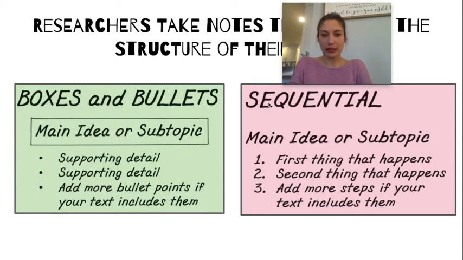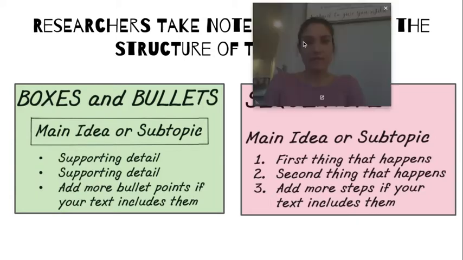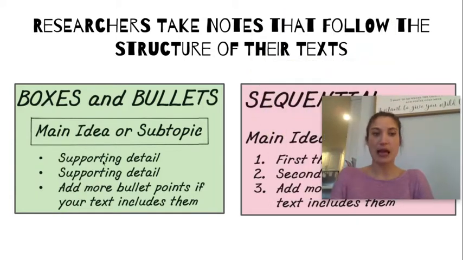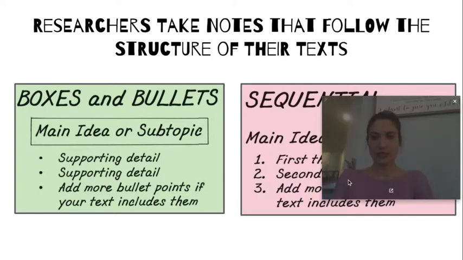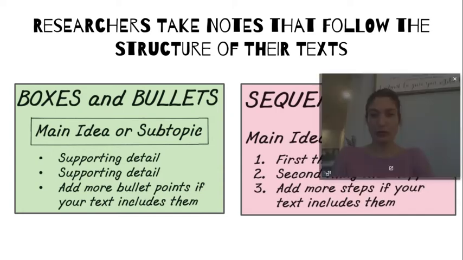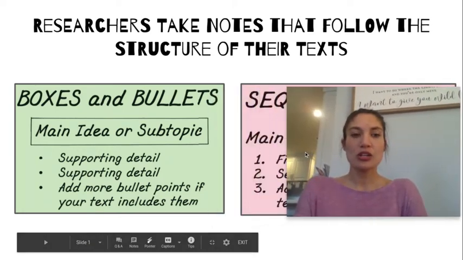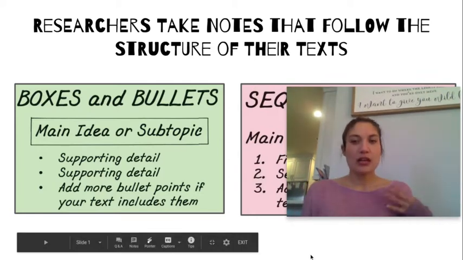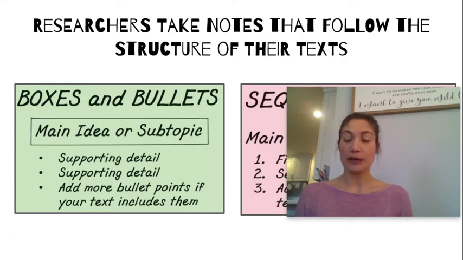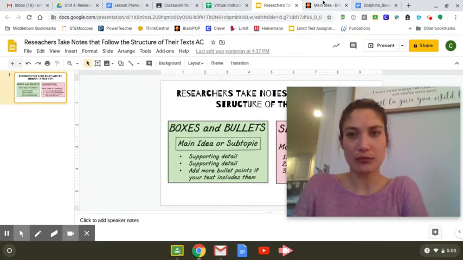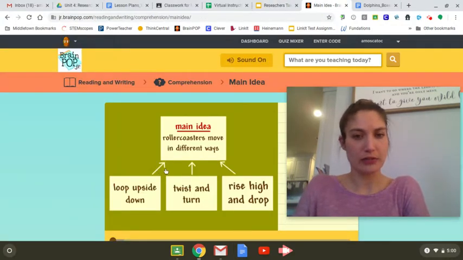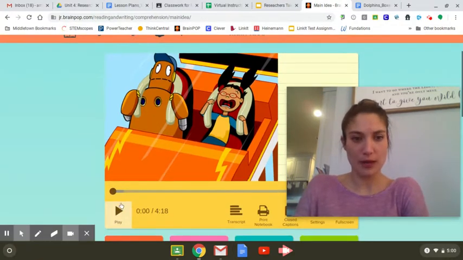Today, we're going to do a little bit of extra practice, focusing specifically on boxes and bullets, because this is a really important strategy that we will continue to use throughout the year and in years to come in your reading. So let's recap. To recap boxes and bullets, we're first going to watch a BrainPop video about main idea. So let's check that out because that will be helpful to remind us and give us a little bit more information about main idea.